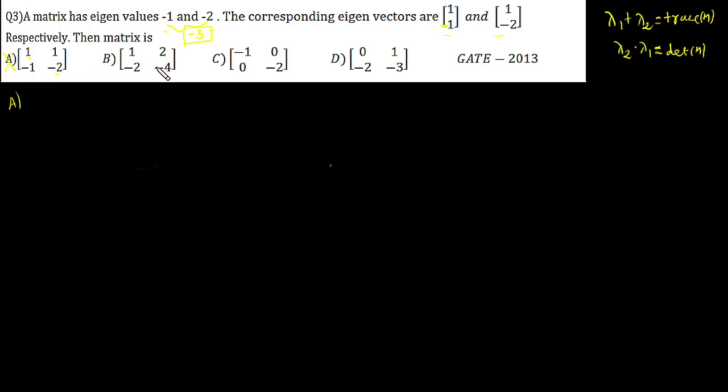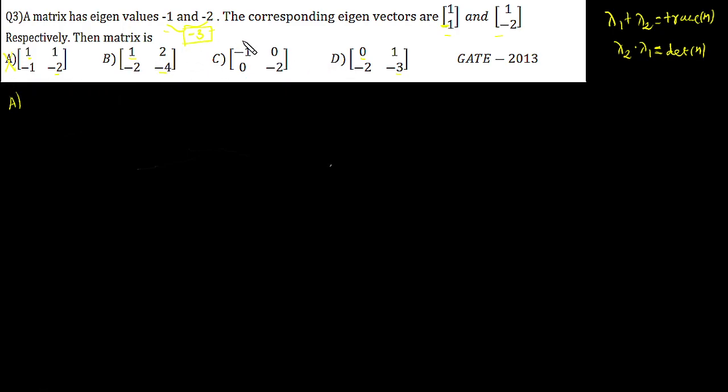Option B has a trace of -3, just sum these two numbers. So yes, option B may be the correct one. Option C also has a trace of -3, so option C is also a possibility, and option D also has a trace of -3. Just add these two numbers. So again, option D may be the correct one.